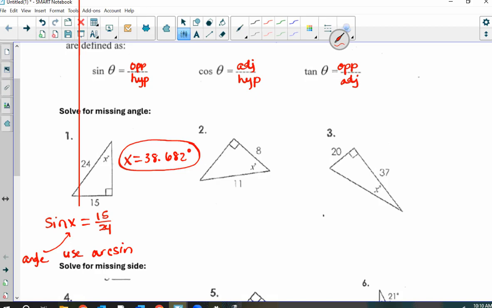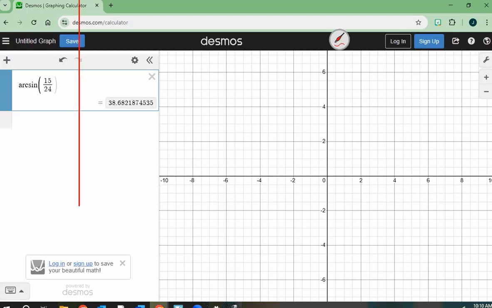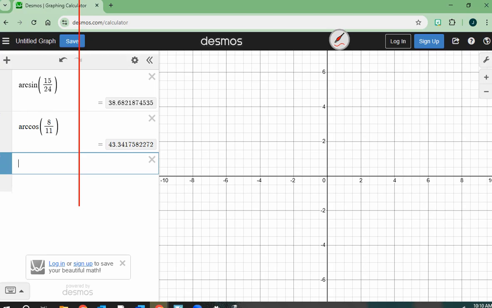Great, the second one, are you going to use sine, cosine, or tangent? Cosine, yes. So cosine of x equals what? 8 over 11. So what are you typing in on Desmos? Yes. Did you get 43.342? Yes. Okay. Do we like this so far?